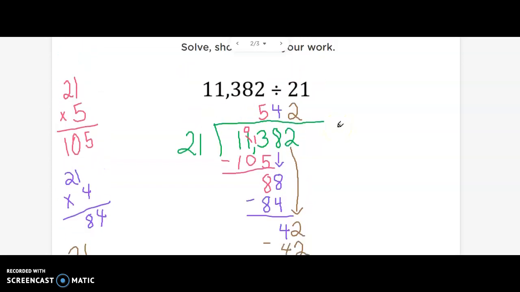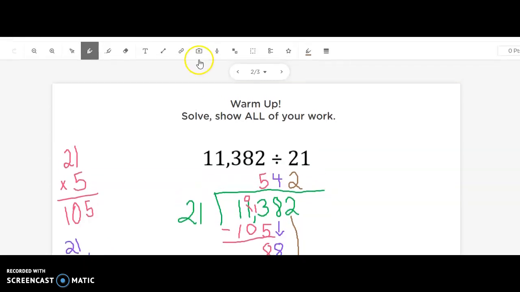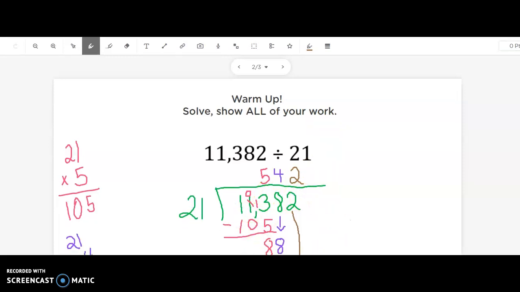Make sure you've shown your work on your whiteboard. If you want to do it on paper and pencil, that's fine. Just take a picture of it, right here's the picture tool, and show us so we can see your work. We want to see your work.